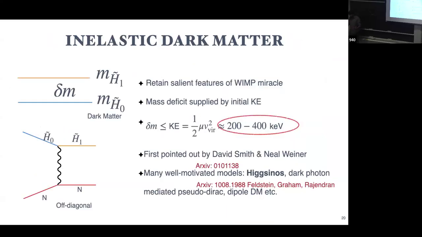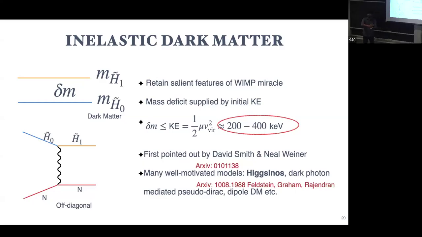Here comes the point of inelastic dark matter, which was pointed out by Neal and David Smith in 2001, and it's more broad than just the electroweak sector where I'm applying it. If you have this small splitting between dark matter and this excited state, you will really not see this in the early universe where you're doing all of your thermal processes and setting your relic abundances. So you get that for free. You can retain all the salient features, but today, if you have a mass deficit, it has to be supplied by the initial kinetic energy, which means that this delta m has to be in the 200 keV range.